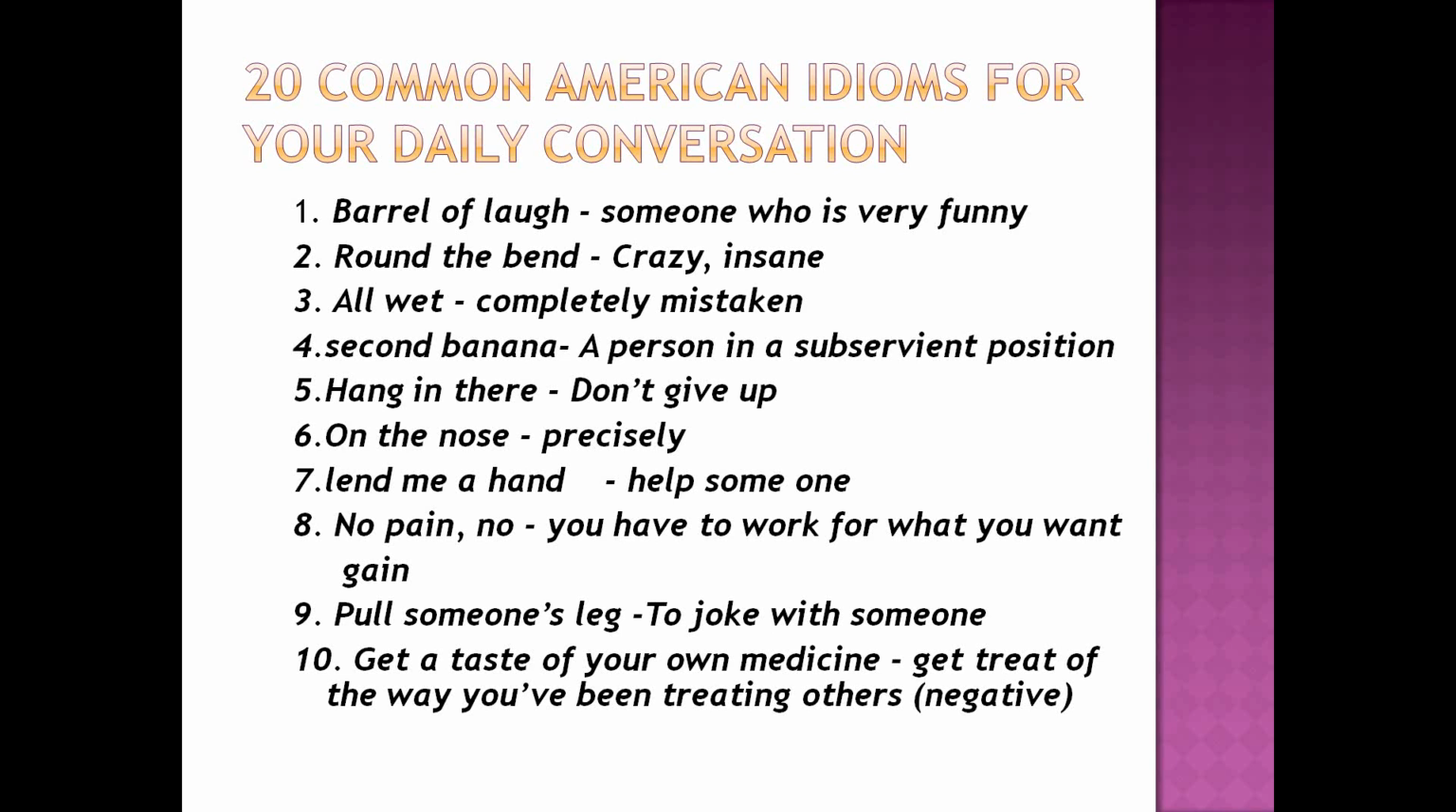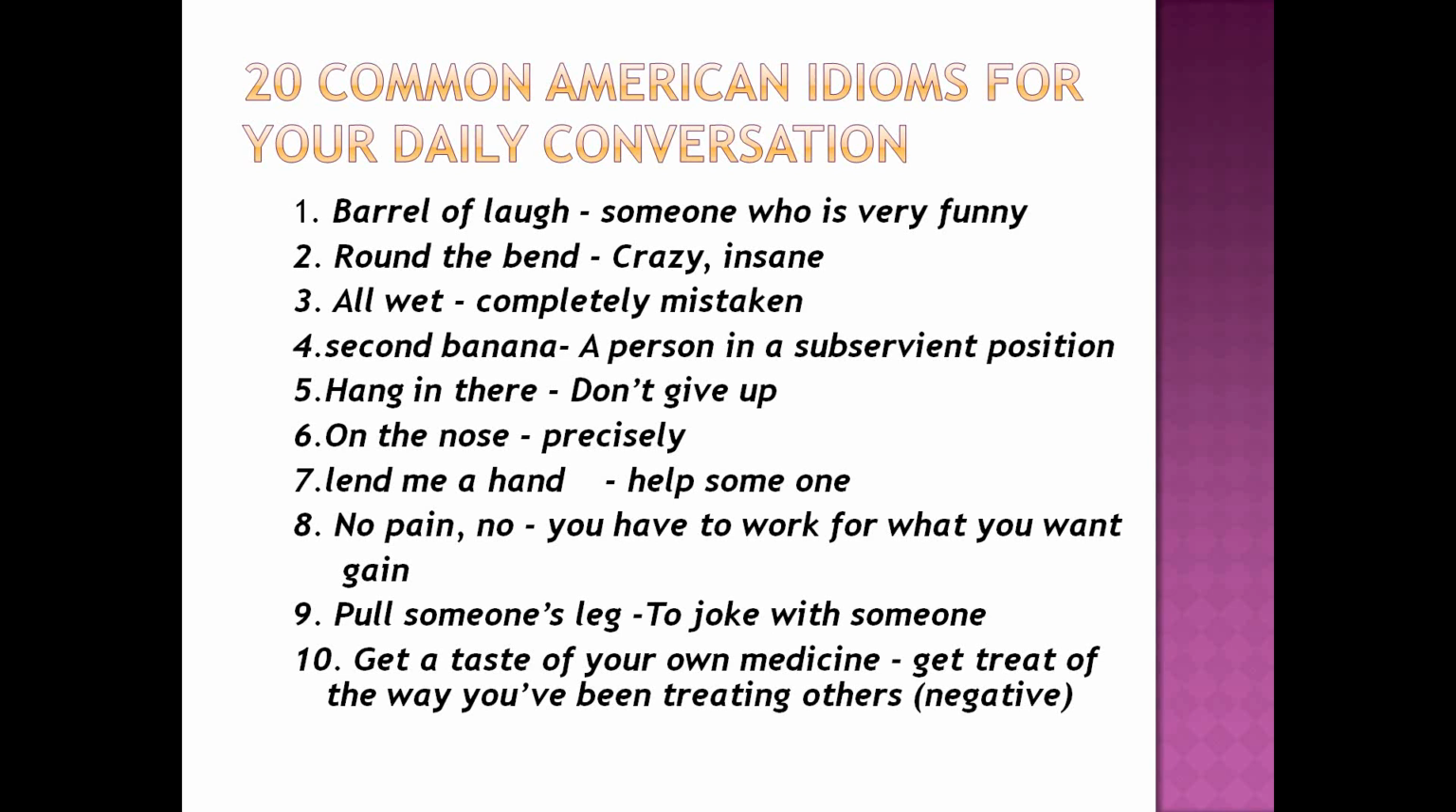And next one, all wet. What does it mean? It means completely mistaken. If you want to say something is completely wrong because of somebody's mistake, in that situation you can use it. For example, Rani may be all wet on this point. She has made a complete mistake. Instead of saying she has made the mistake completely, let us use Rani may be all wet on this point.